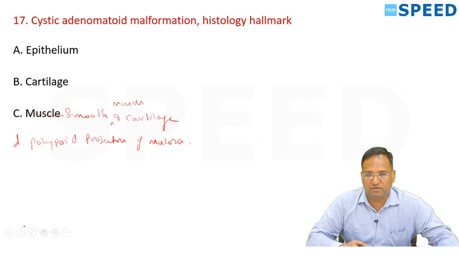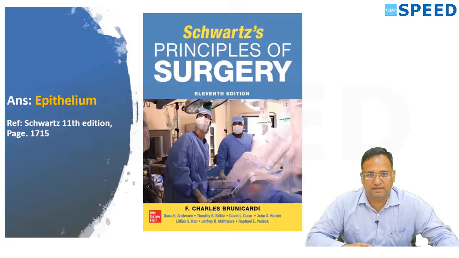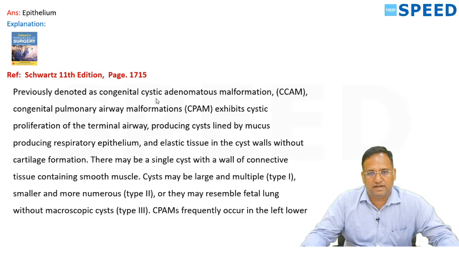So, by the time we can go through the explanation which is given there. Previously denoted as cystic adenomatoid malformation, congenital pulmonary airway malformations exhibit cystic proliferation of terminal airway producing cysts lined by mucus producing respiratory epithelium, elastic tissue in the cyst wall without cartilage formation. Was there presence of cartilage, smooth muscle, all 4 options in consensus? So, I will just go through what is the explanation given. So, based on that we can arrive at an answer, so that it will match one of your options.